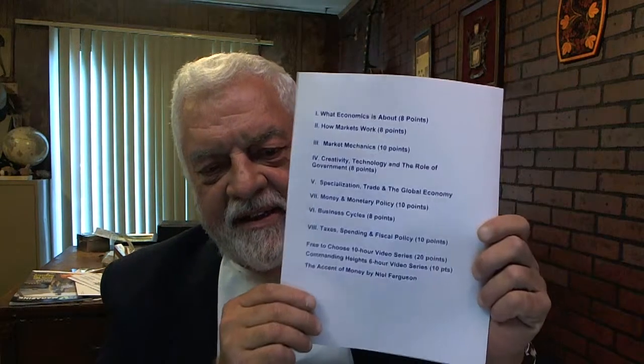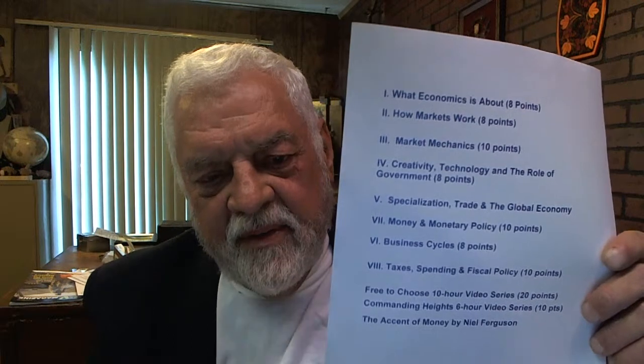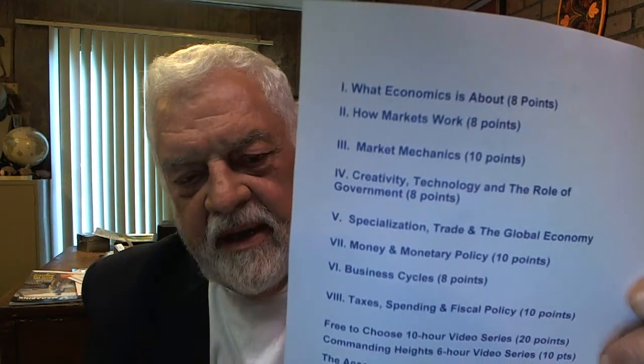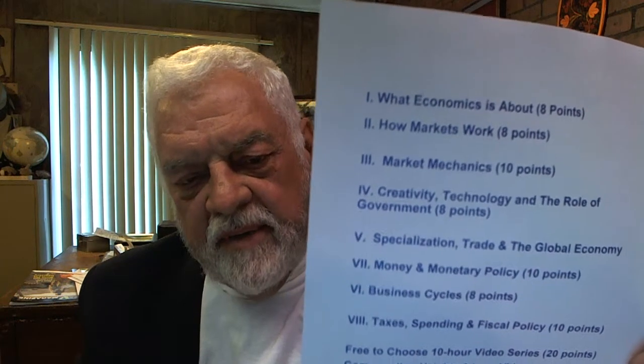The course is divided up into 8 sections. There's a full syllabus up on Moodle that you can look at, but for right now, let me see if I can post this up. You see, there are the eight topics that we'll be covering. First one is what economics is all about. Later today, I'll be posting up the first lecture, which will be on what economics is all about.